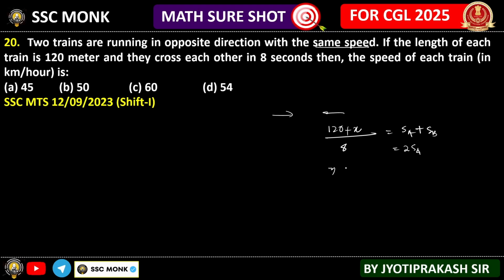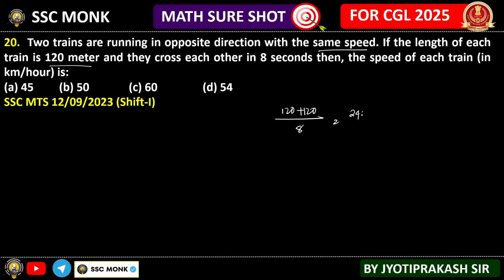Or I can write 120 plus x is equal to, see, this is a very silly question. It is saying two trains are running in opposite direction with same speed, if the length of each train is 120 meter. So 120 meter, 120 meter, in how many seconds? 8 seconds. Total 240 by 8 seconds, that is equal to 30 meter per second. Now it has to be converted into kilometer per hour, multiplied by 18 by 5. 5 6s are 30, 18 into 6 is equal to 108 kilometer per hour.